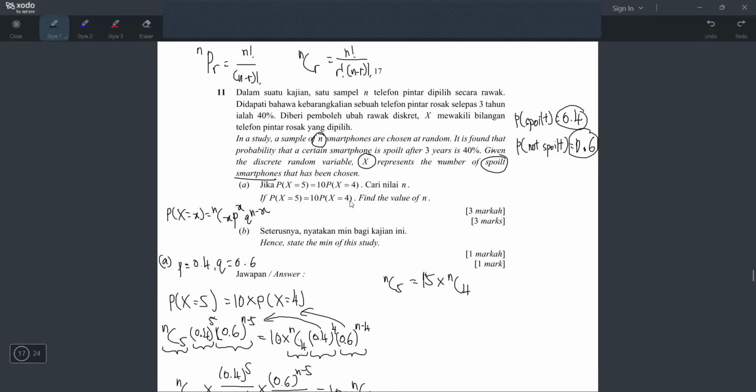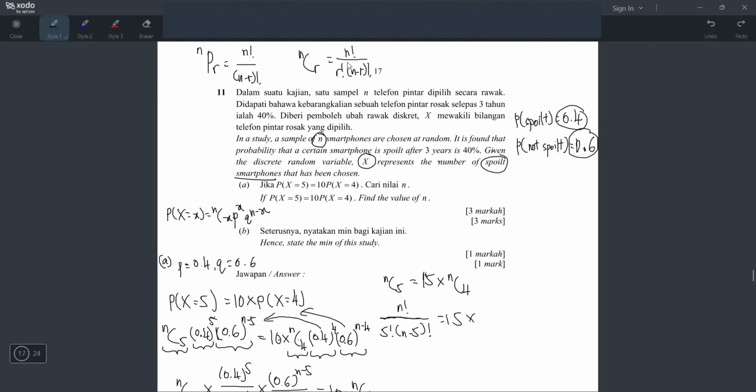So what is my NCR for this case? My n will be n, but my r will be 5, right? So when I use this formula, it will be n factorial divided by r factorial, where my r is 5. So 5 factorial, and then open bracket, n minus r, which is n minus 5 factorial, right? Equals to 15 times the NC4.